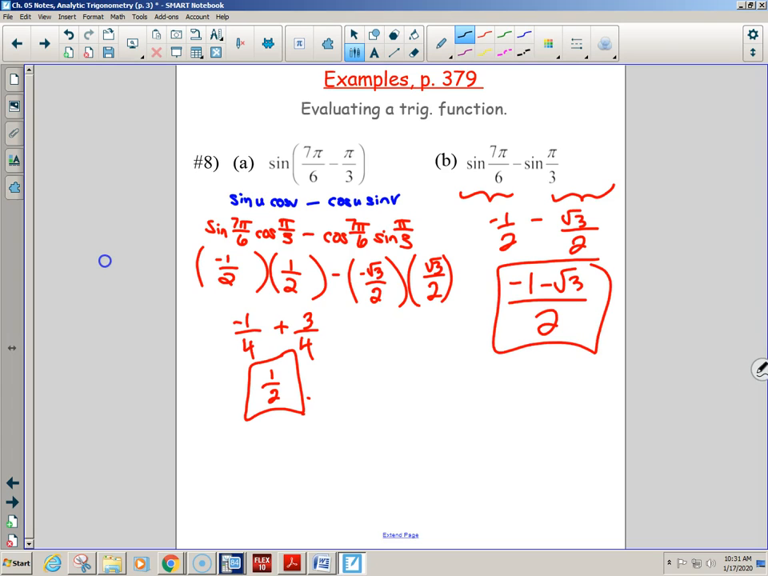This page might look real weird, like they're just having me plug into the unit circle. Except there's actually something really, really important they're trying to tell you. Sine does not distribute. Look at the two. These are not the same, right? These are not the same.